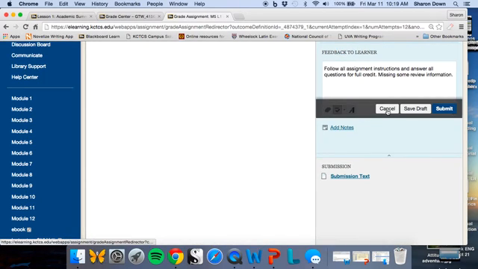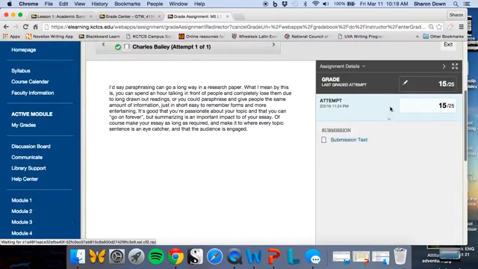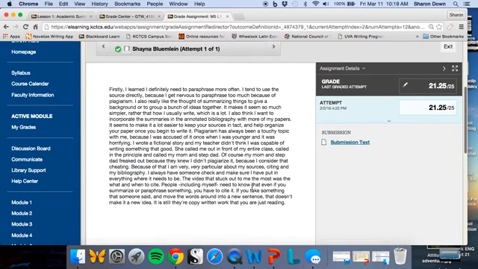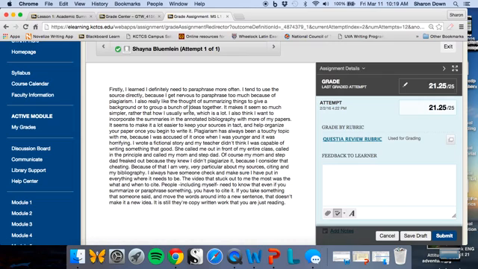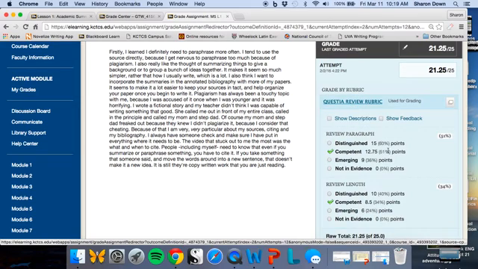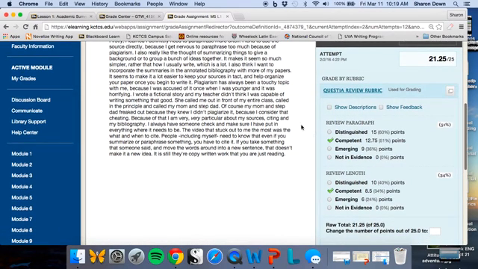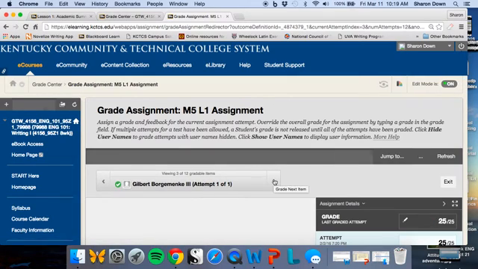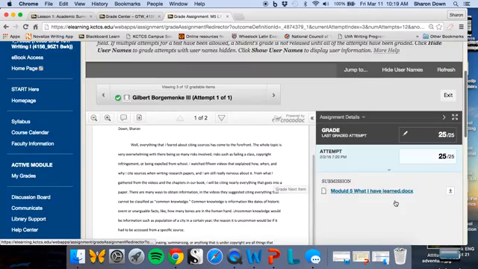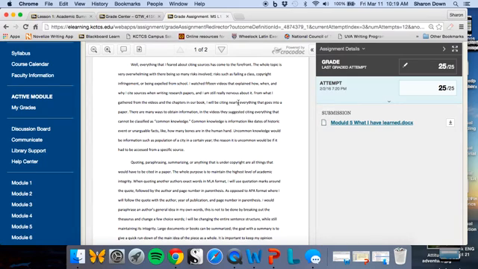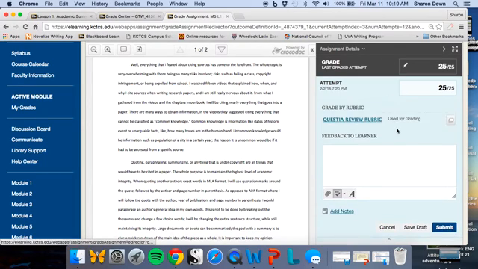If I go to a different one, I'll cancel this one, go to the next one, the next student who has something. She wrote a lot more, but I don't think she actually went to Questia either, but I gave her more because she wrote a lot more about plagiarism in general, so I gave her competent on these. If I go to another one, you can see this student wrote a lot more, and he actually talked about the videos that he watched, and he watched a bunch of them, so he got full credit on his.